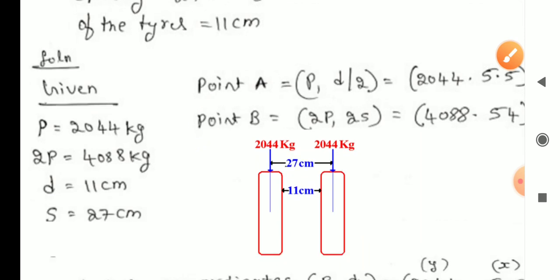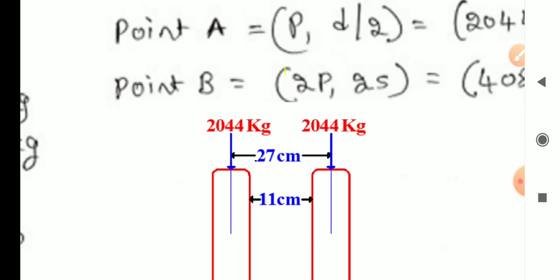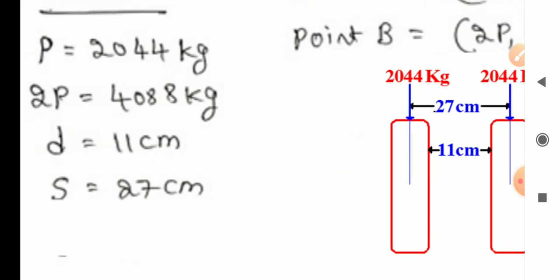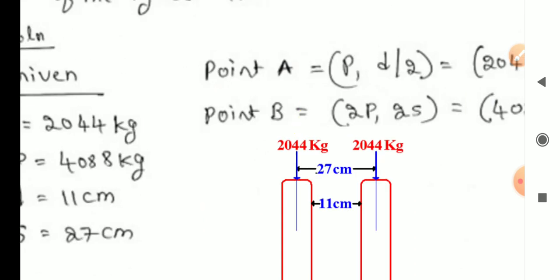So 2P is equal to 4088. You have to multiply 2 into P, and D is given. In the diagram, D is equal to 11 centimeter, and S, the center to center spacing, is 27 centimeter. 2044 load is acting. So now the data is already set.